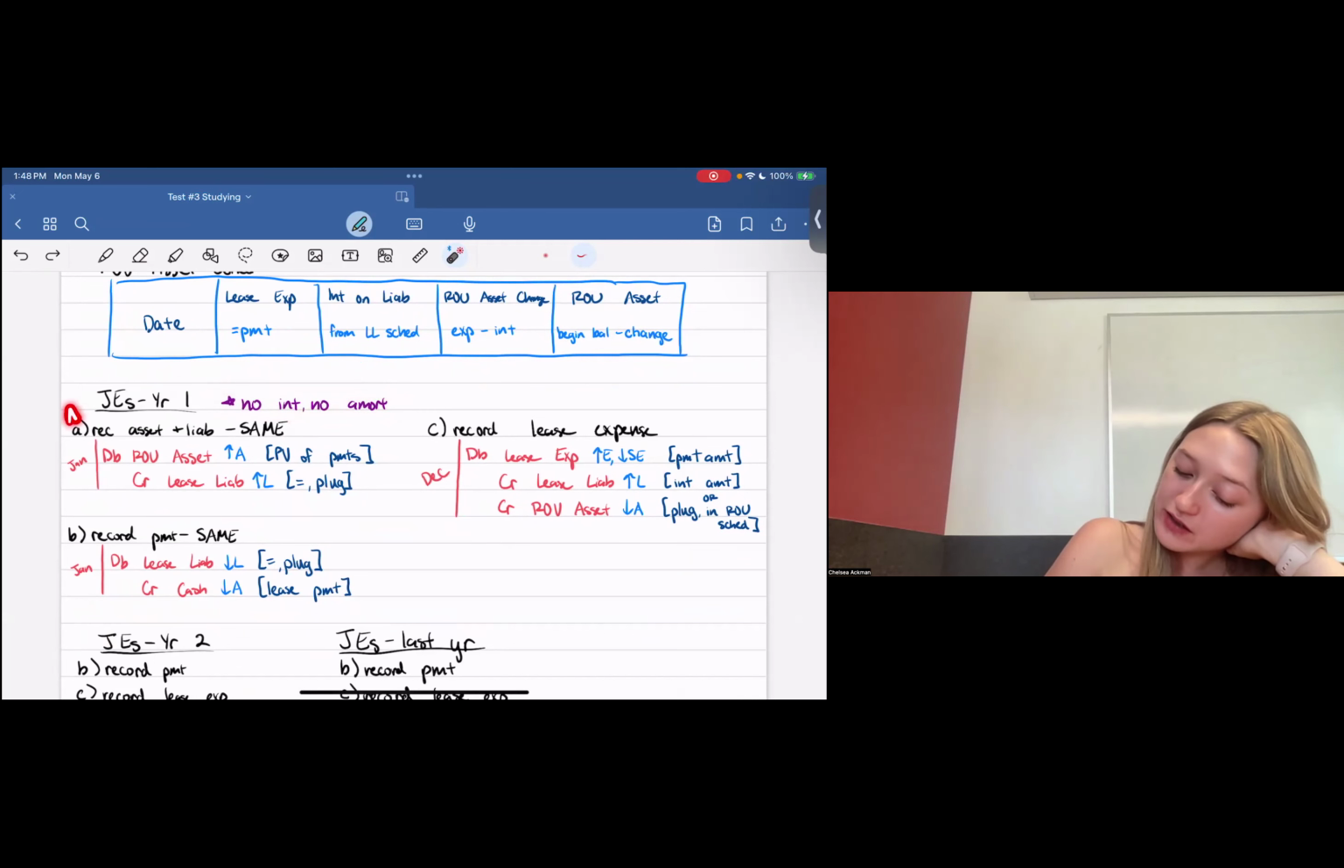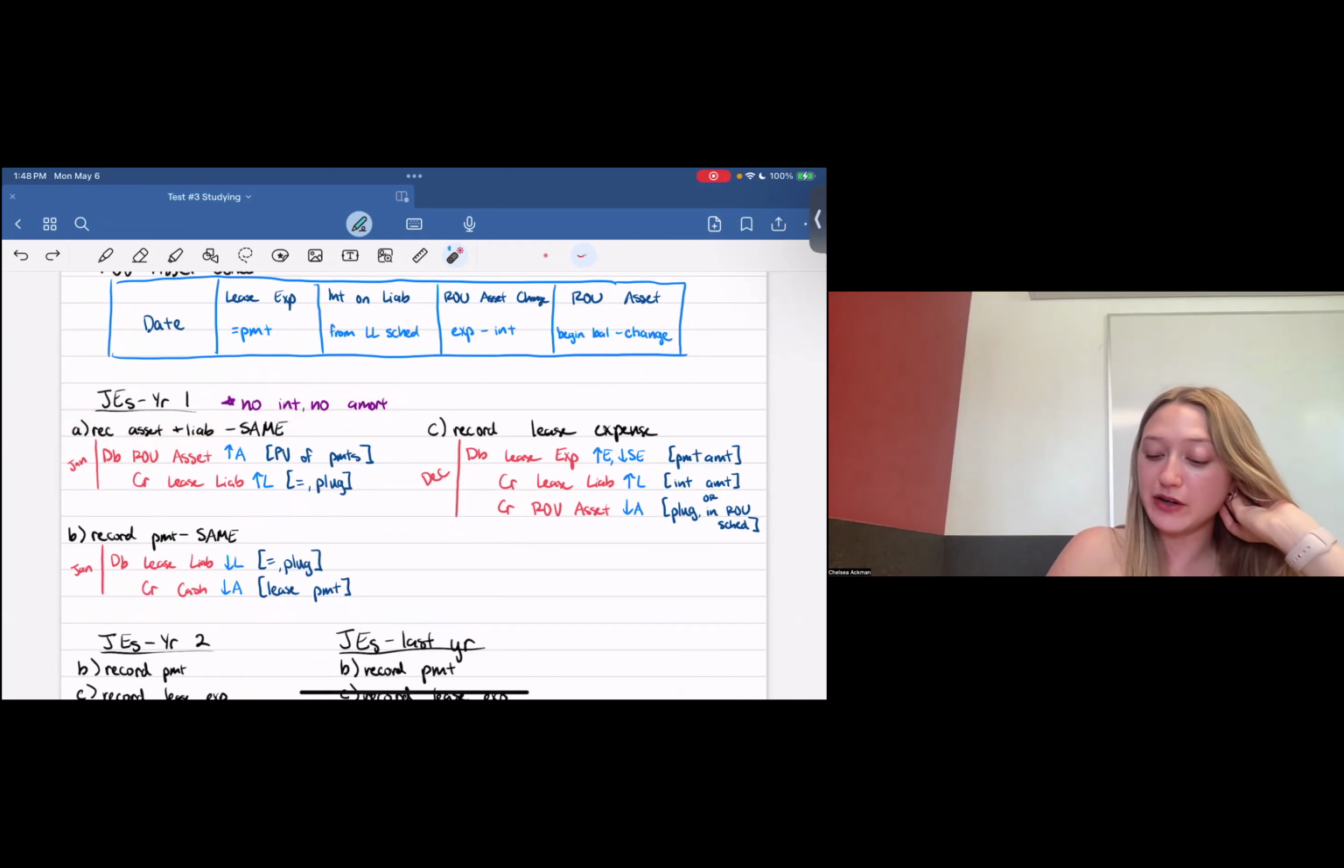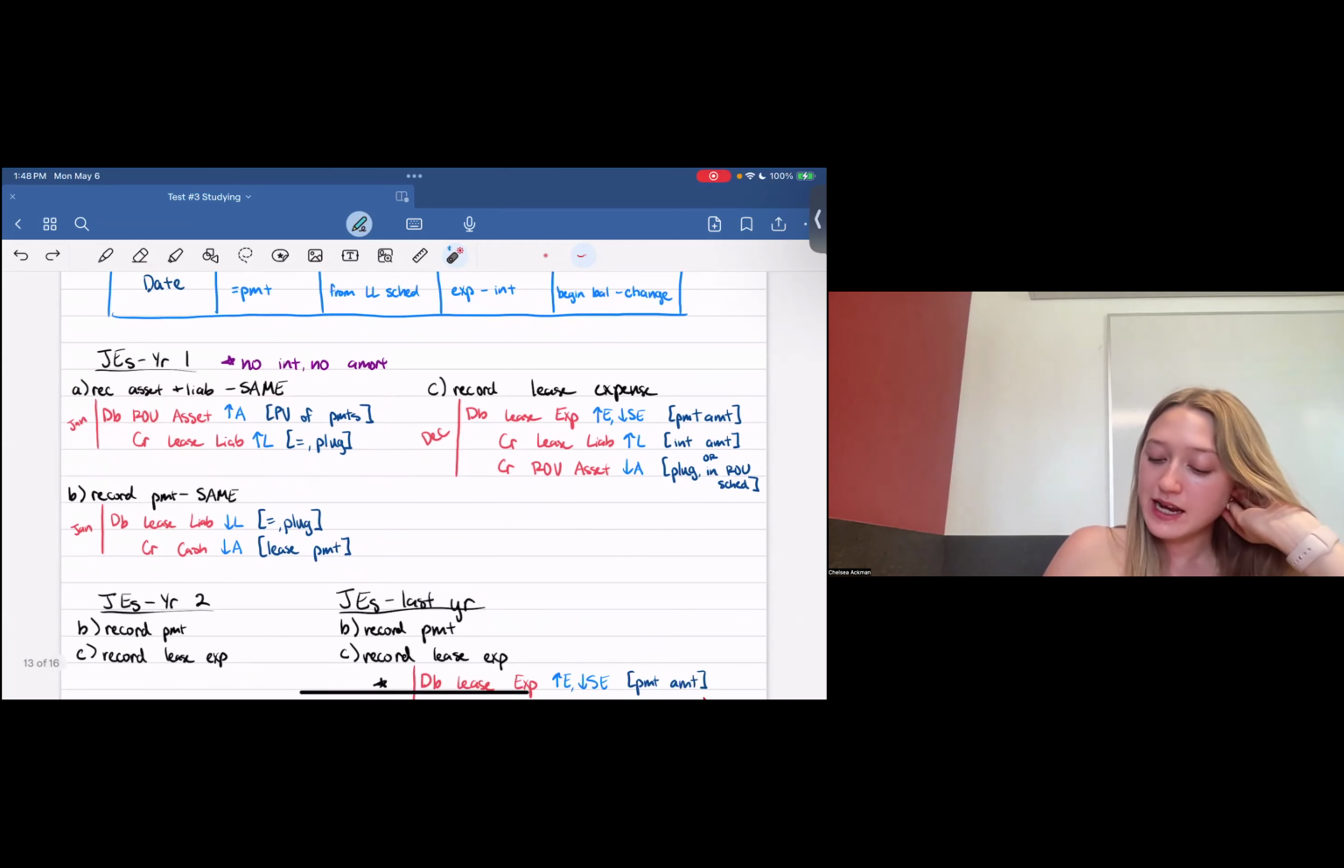The journal entry first to record the asset and the liability is the exact same as it was before. You're going to debit your ROU asset, credit lease liability for that present value of payments amount. And then B, to record the payment is exactly the same, debit lease liability, credit cash for the lease payment amount. And then this is the different entry to record lease expense.